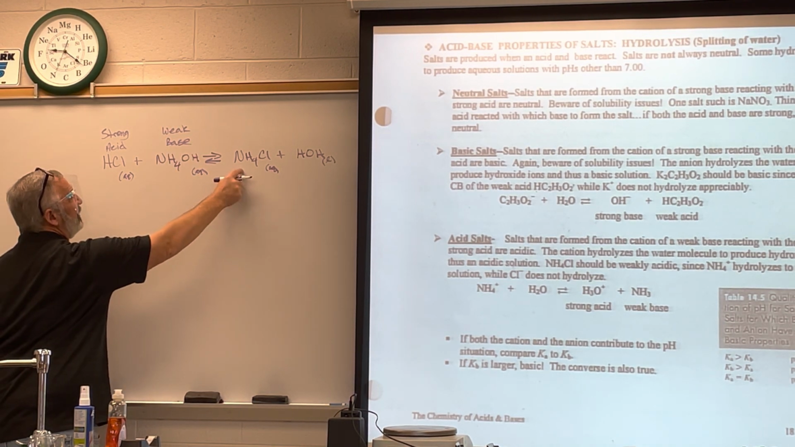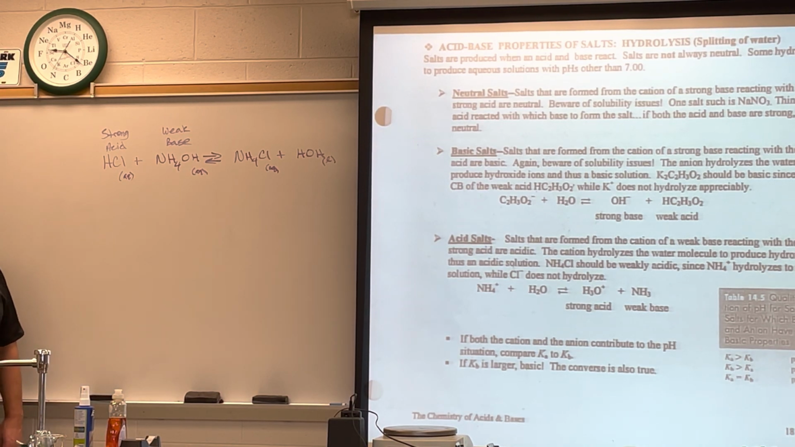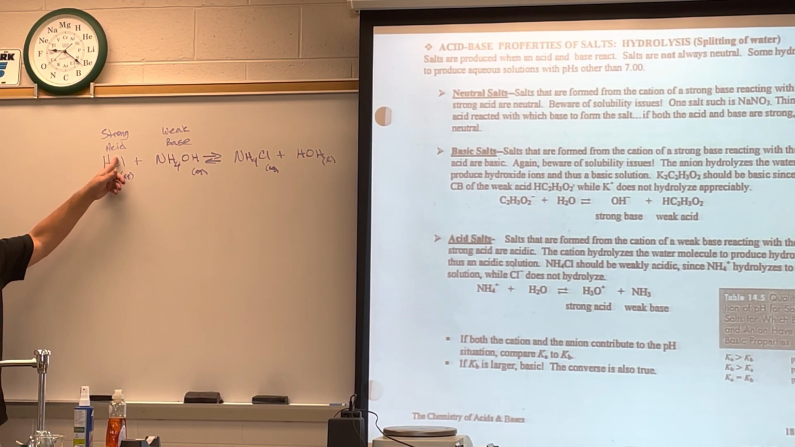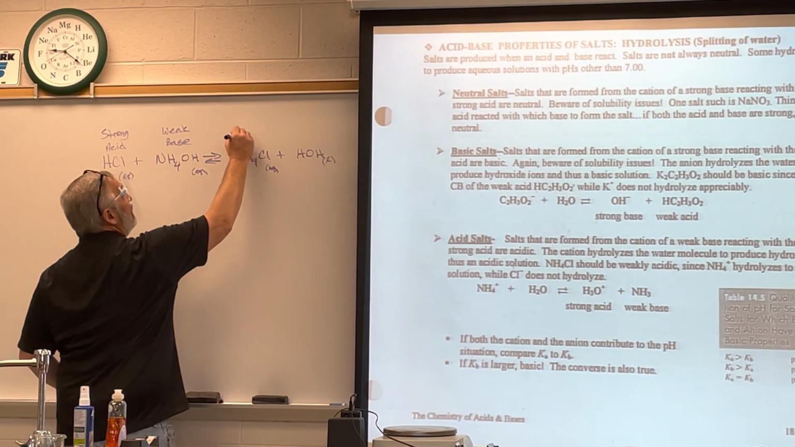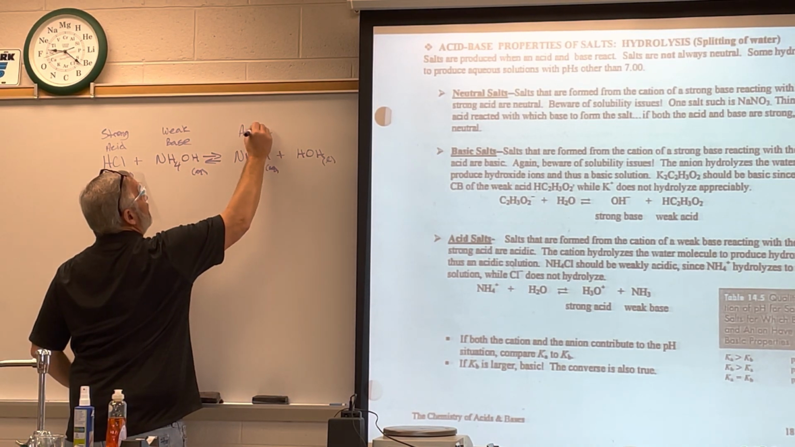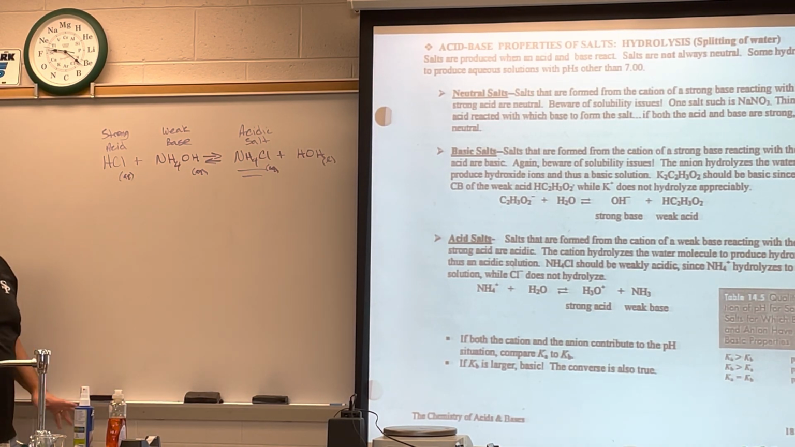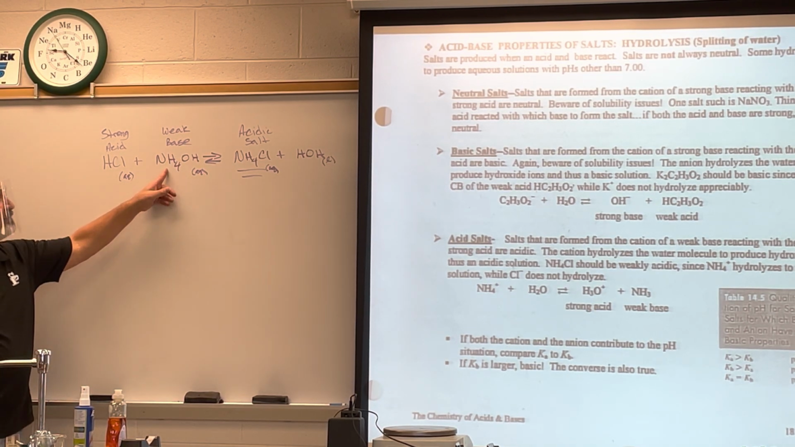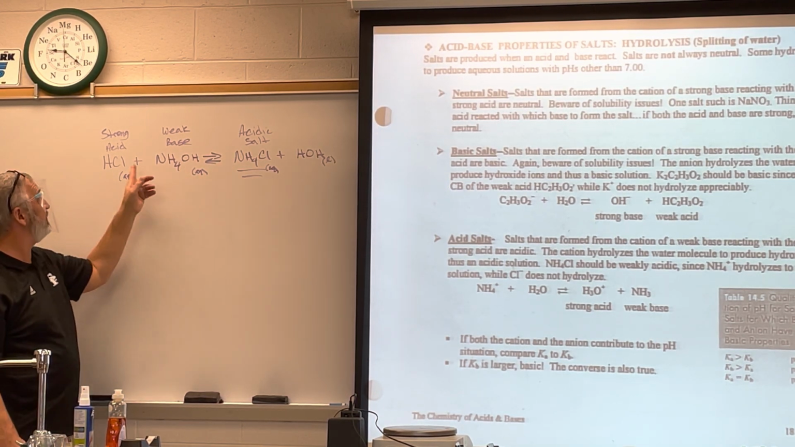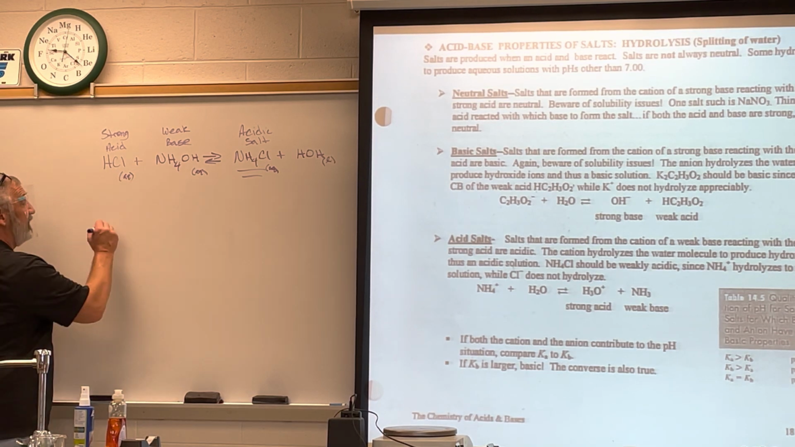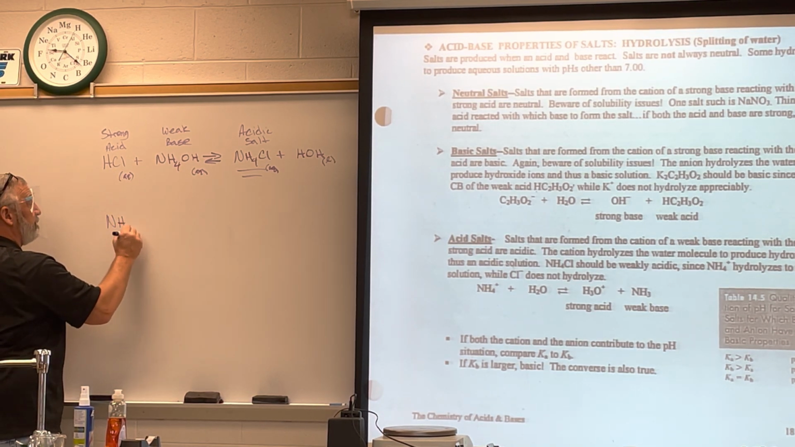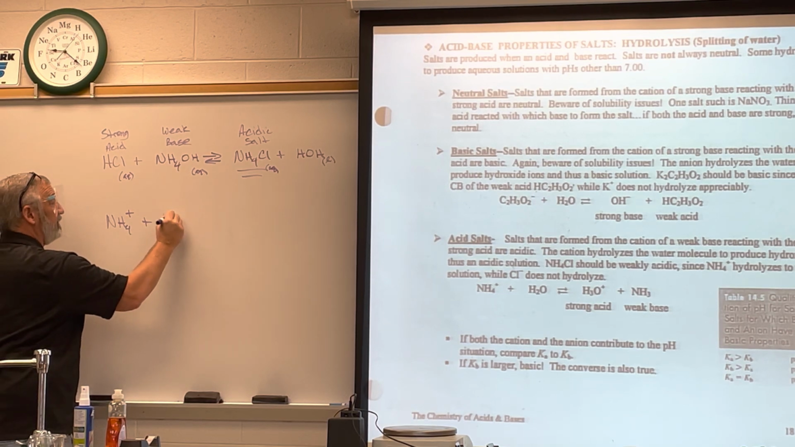So what type of salt is this going to be? Acidic. An acidic salt, strong wins. It's going to be an acidic salt. But which part of the NH4Cl is actually going to react with water to create the acidic solution? The NH4 plus or the Cl minus? NH4 plus, the part that came from the weak, is going to be a stronger conjugate than the thing that came from the strong. So the NH4 plus will react with water.